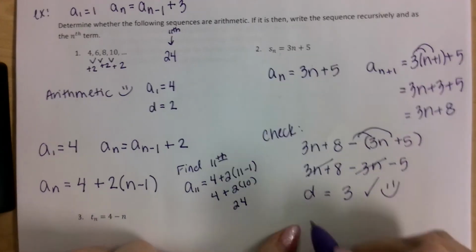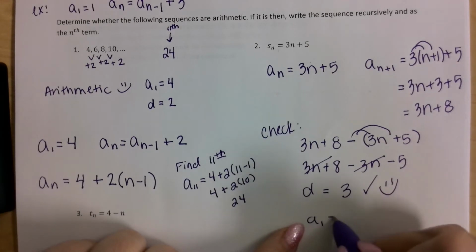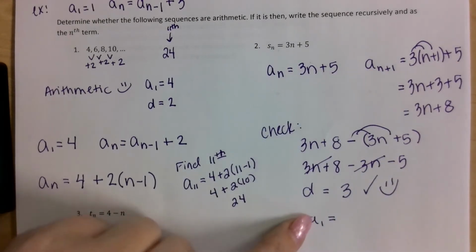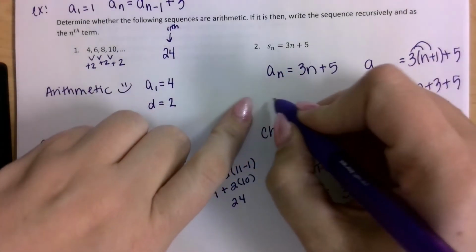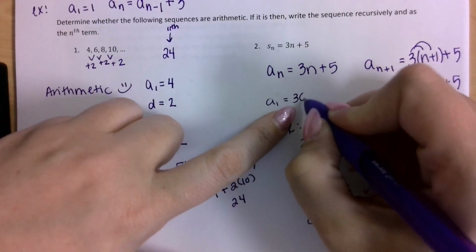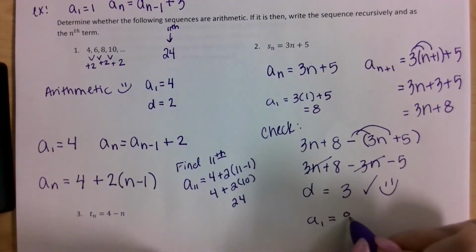So a sub 1, well, in order to figure out a sub 1, I need to plug 1 in for n. So a sub 1 is going to be 3 times 1 plus 5, which gives me 8. So the first term in the sequence is 8.